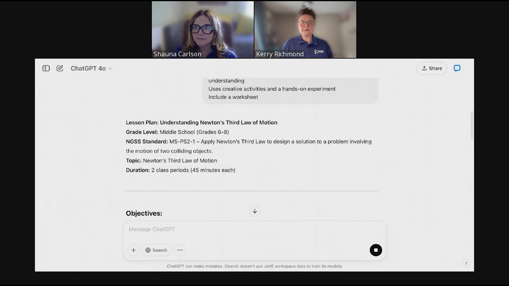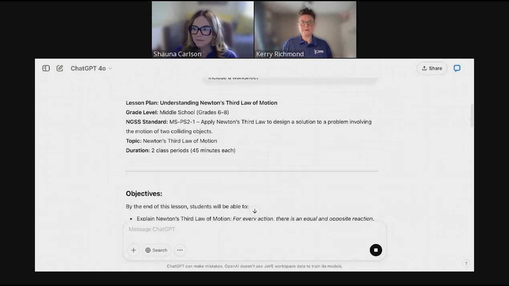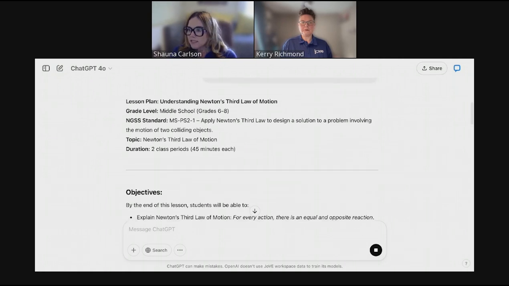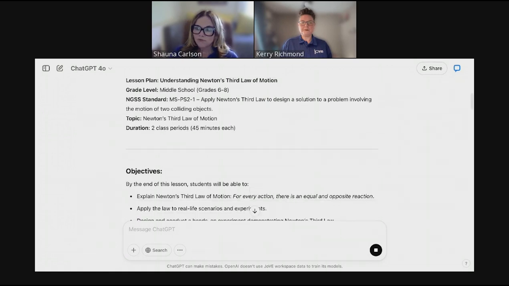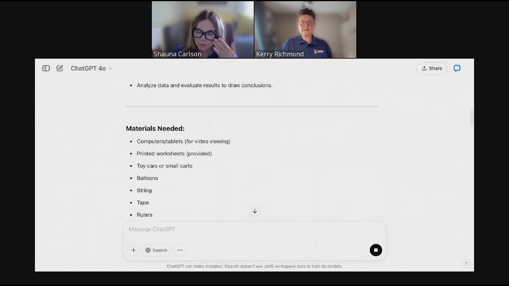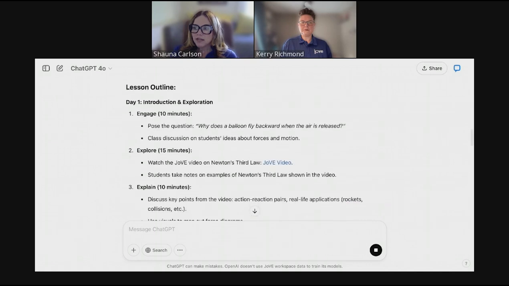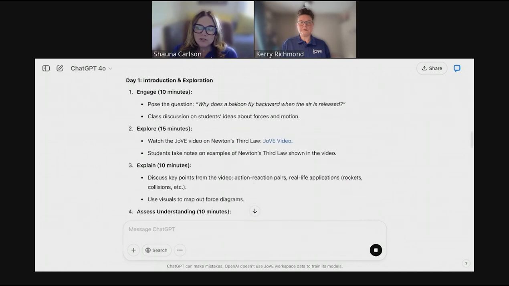All right, you will see that it is giving us an overview, telling us the duration. So one of the things you might want to refine is to add in, I only have 45 minutes for this specific lesson, or it can span 2 days or 2 class periods, 45 minutes each. And it'll give you some objectives, different materials that you will need, an outline of what will happen each day and suggested time periods for it.